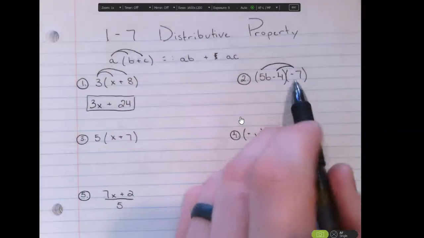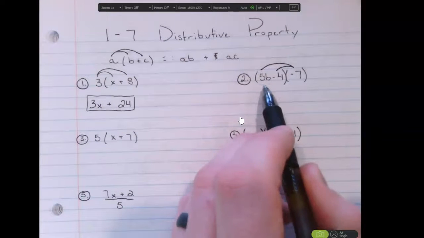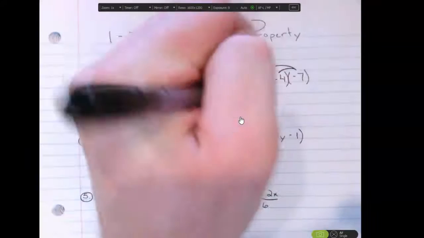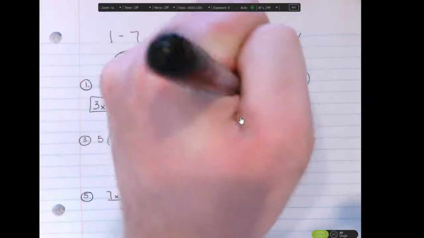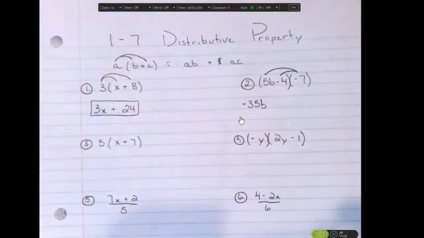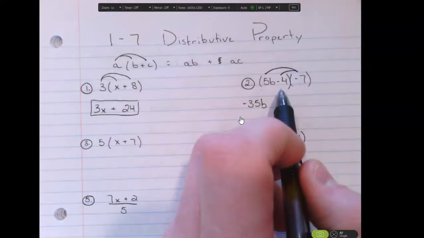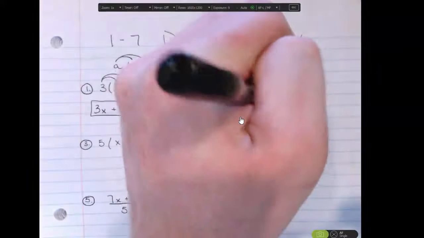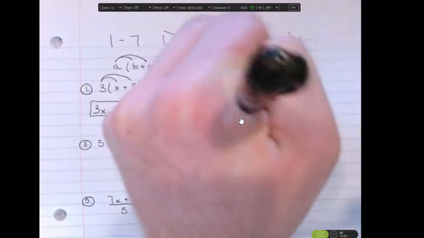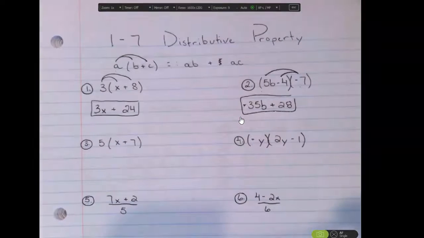So if I take negative 7 times 5b, I can multiply these two together. When I multiply, I'm going to get negative 35. Don't forget about your variables: negative 35b. Next, I'm going to take negative 7 times negative 4. That's going to give me positive 28. So my final answer: negative 35b plus 28.